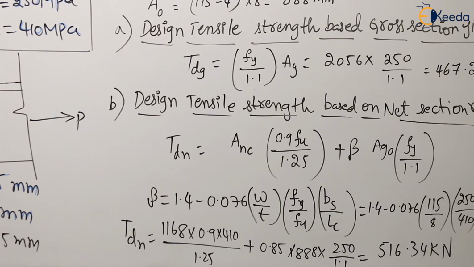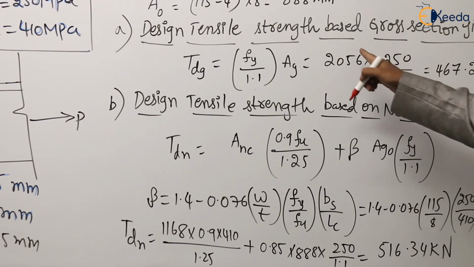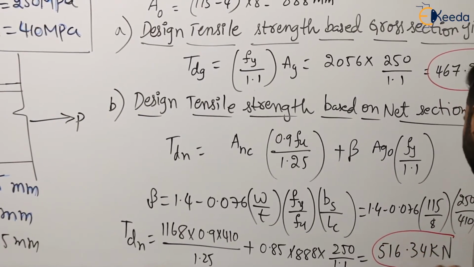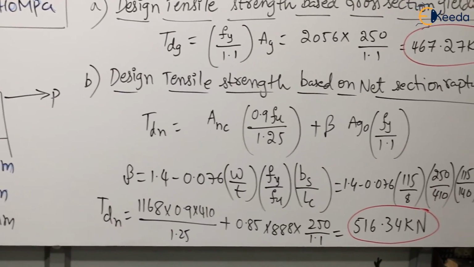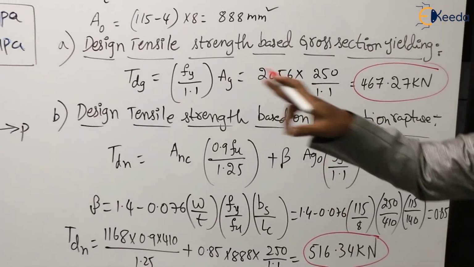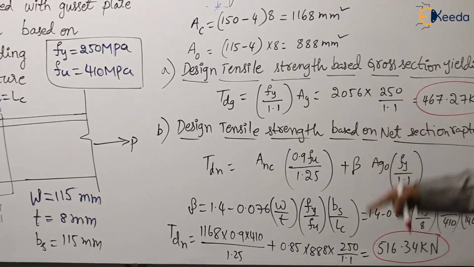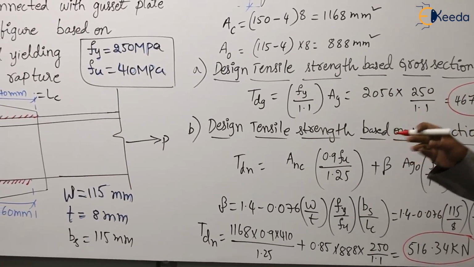So these are the two values. This is the design tensile strength based on cross section yielding, and this is the design strength based on net section rupture. Now out of these two, which is the design tensile strength of that angle? Come on, tell me. Out of these two, whichever is lower, that is considered as the design tensile strength.